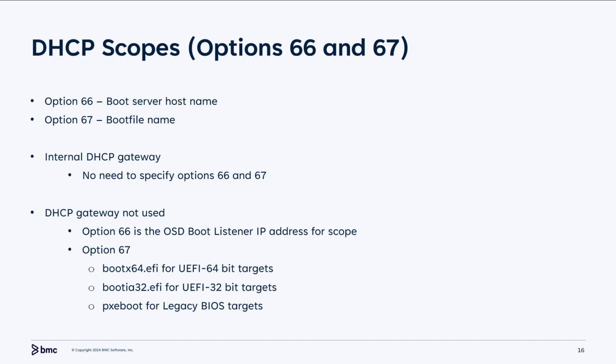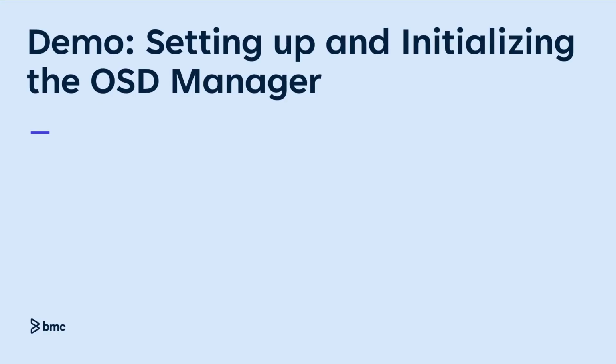For option 67, you need to mention the respective boot file name based on the target device's BIOS firmware. A drawback of using your own DHCP server instead of the internal DHCP gateway is that only one boot file can be mentioned, either for legacy BIOS or UEFI, and this needs to be changed every time the target BIOS firmware changes.